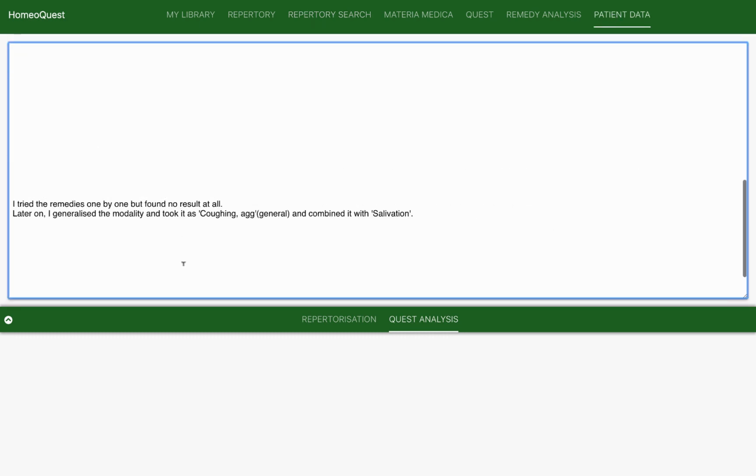So when he did that, he tried the remedies one by one, but he found no result at all. So what he did was he generalized, and this is absolutely the way to go. You have to break a small rubric into 2 large general components. And what he did was he used coughing aggravates and combined it with salivation. Let's do what he did.